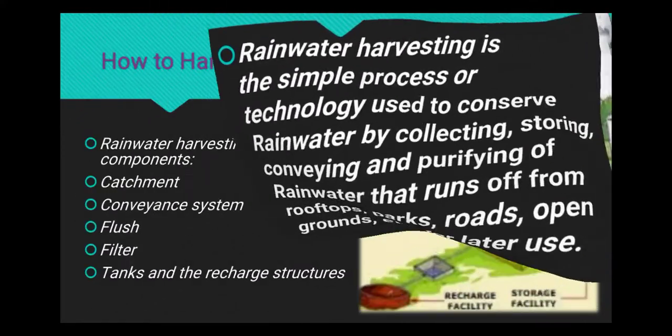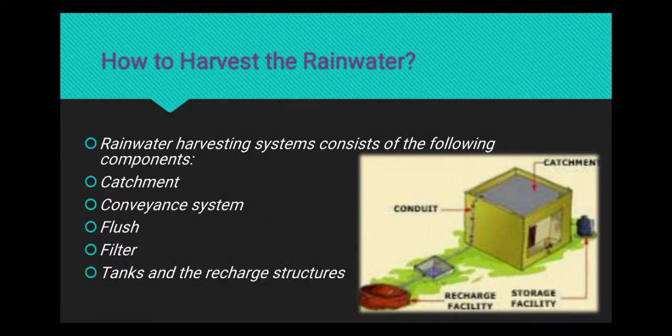How to harvest rainwater? Rainwater harvesting systems consist of the following components. Catchment. Catchment is used to collect and store the captured rainwater. Conveyance system. It is used to transport the harvested rainwater from the catchment to the recharge zone.